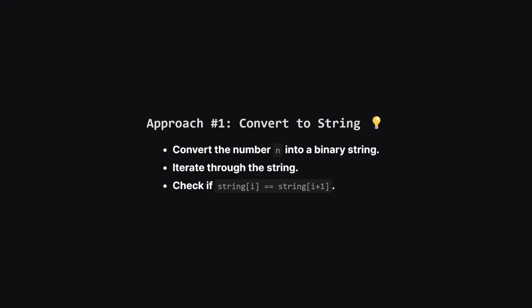The first approach is probably the most intuitive one. Since we care about the binary representation, why not just convert the number directly into a string of binary digits? Once we have that string, we can just walk through it character by character. If we ever find a spot where the character at the current position is exactly the same as the character at the next position, we know the bits aren't alternating and we can stop right there.